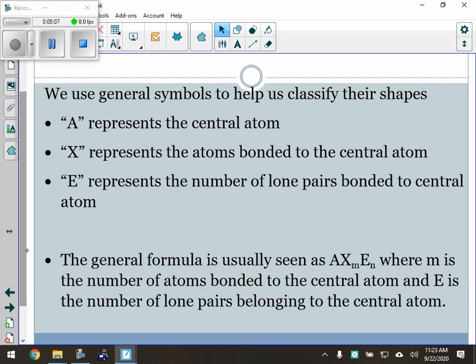Yeah, we're going to have to copy this, I guess. We're going to use a general symbol, or sometimes I like to call it a general formula, to classify shapes. A is going to represent the central atom. X is the atoms that are bonded to the central atom. E represents the number of lone pairs on the central atom. And the general formula you're usually going to see is AXmEn, where m is the number of atoms bonded to the central atom, and n is the number of lone pairs.